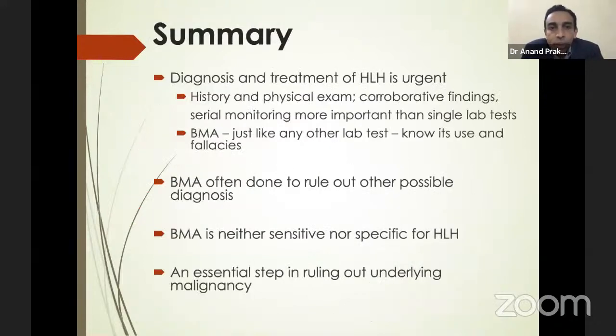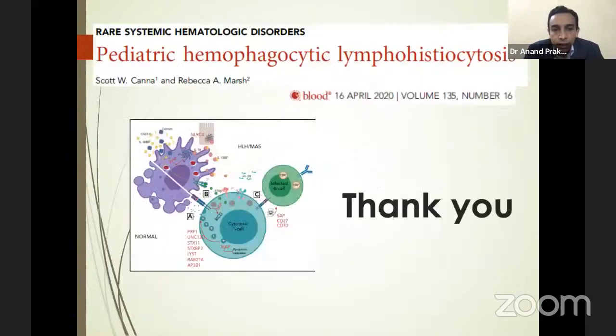So in summary, I would say that just like any other diagnostic test, the bone marrow does have fallacies. The history and clinical examination is important. It's important to do a marrow to rule out other diagnoses. And yes, we know that it's neither sensitive nor specific, but it is an essential step to rule out underlying malignancy. So I leave you with this excellent review for any of the trainees in the audience. Thank you so much. Happy to take questions.